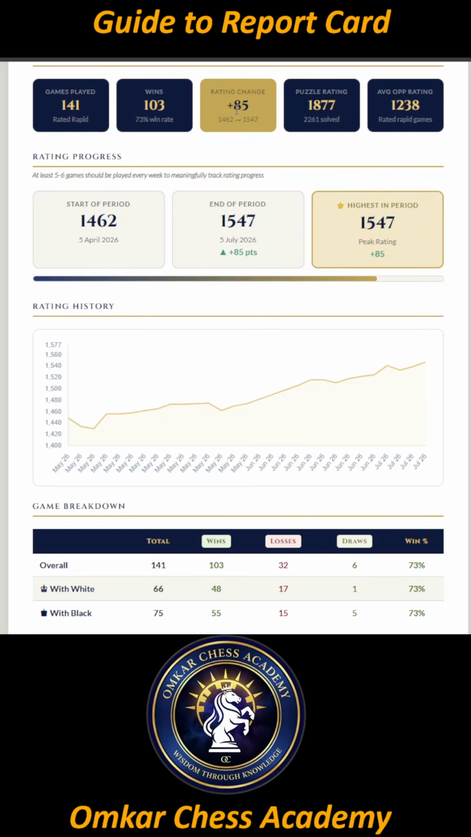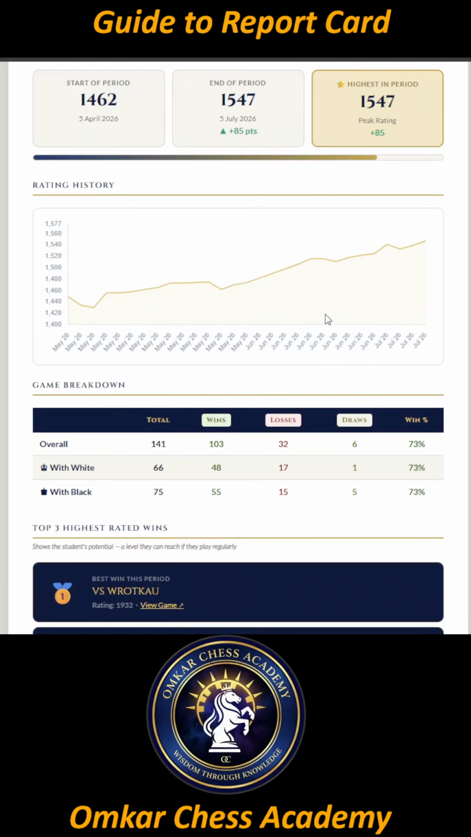Then we should look at some of the reasons how this performance was impacted. One of the reasons is the average opponent rating. As you can see, this student went from 1462 to 1547, but the average opponent rating is below that, so he needs to play against higher rated opponents.